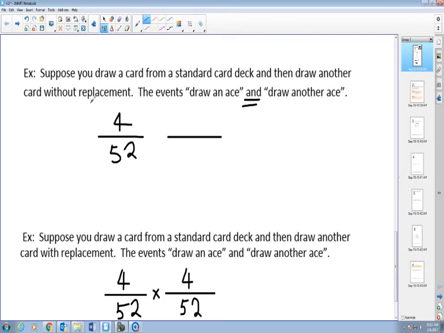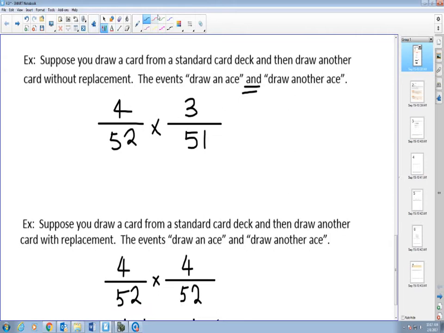Without replacement means I do not put the card back. So when it comes to my second draw, there should only be three ways to draw an ace out of 51 possible outcomes, because there are only 51 cards left in the deck. With the word and again, we will multiply. So like I mentioned before, without and with replacement does affect the probability a little bit.